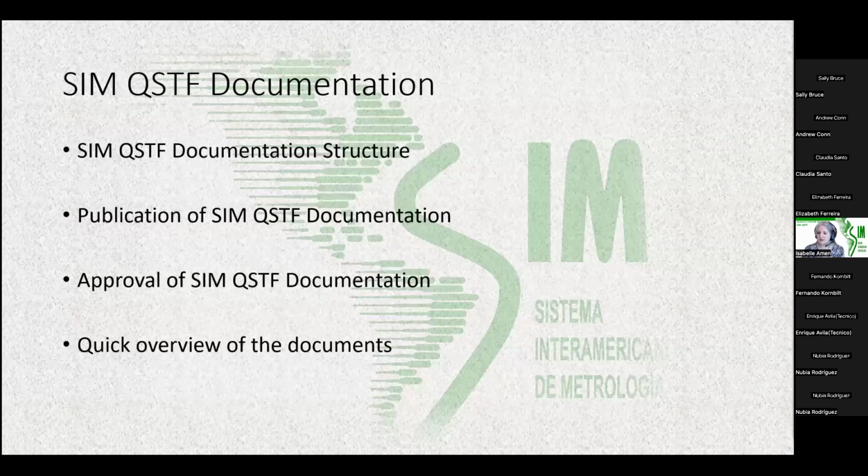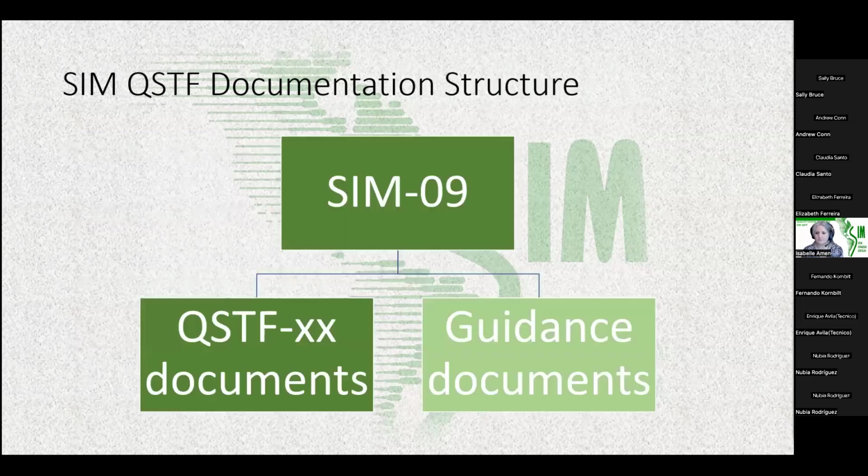In my presentation, I will describe first the structure of our documentation, where it can be found and how it is approved. I will then present you an overview of these documents. For the last point, I will focus more on some documents, like 3 of them, as some others will be presented or explained in the presentations in the following session of this seminar. In the SIM QSTF documentation structure, as explained by Sally before, SIM 09 is the governing document describing our mandate given by SIM and the rules of order. Then QSTF works with a series of documents that we call the QSTF series of documents, as well as a few guidance documents.